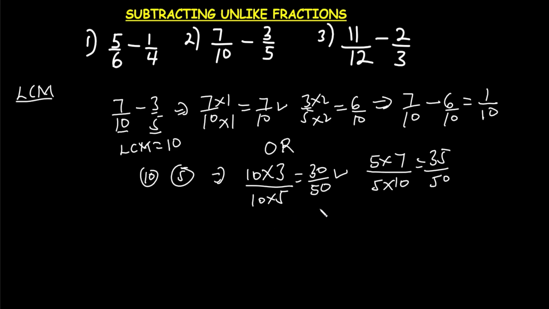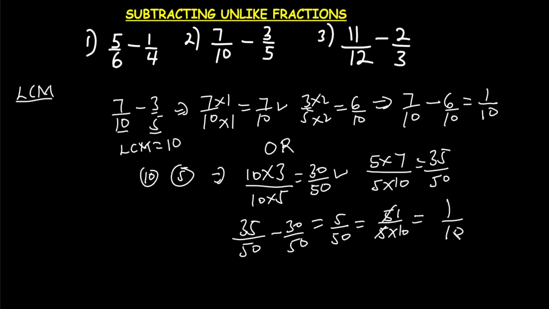The next thing is that I subtract the smaller fraction from the bigger one. 35 over 50 minus 30 over 50. 35 minus 30 is 5, and here is 50. Now, as you know, 50 is the same as 5 times 10. Now this 5 will cancel itself, and I'm left with 1 over 10. So if you don't know how to find the LCM, you can also use this approach to get the answer. Let's consider the last question.